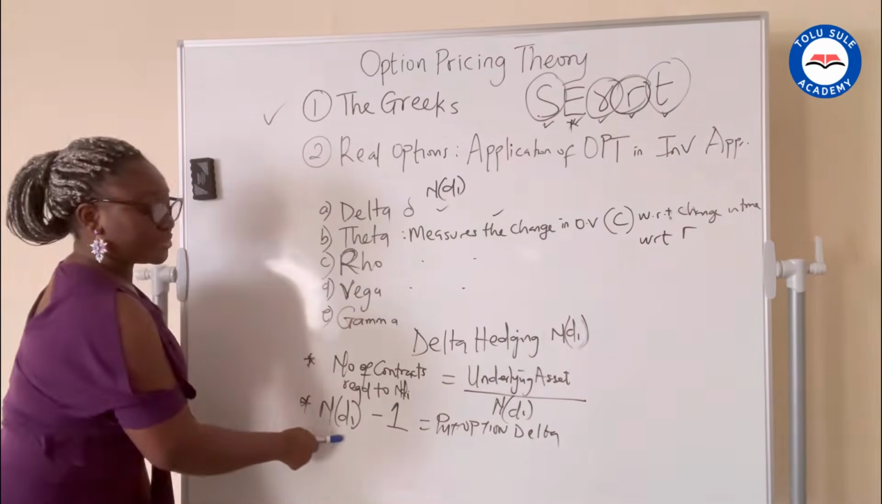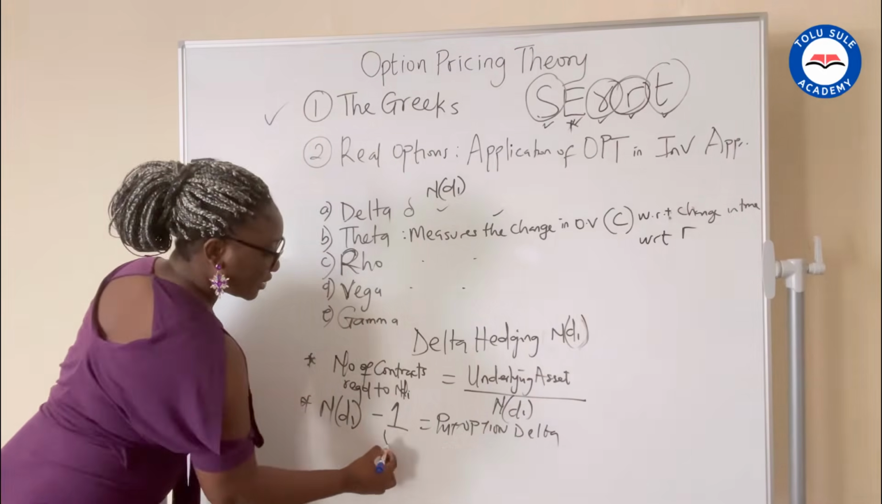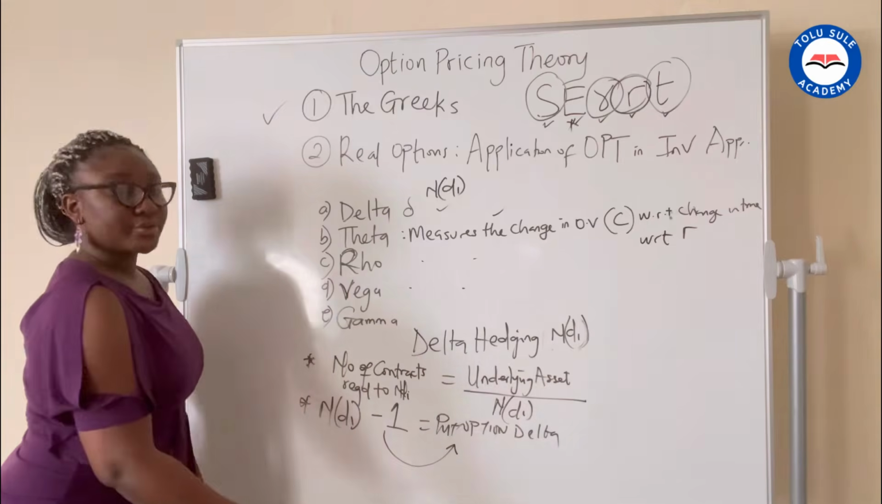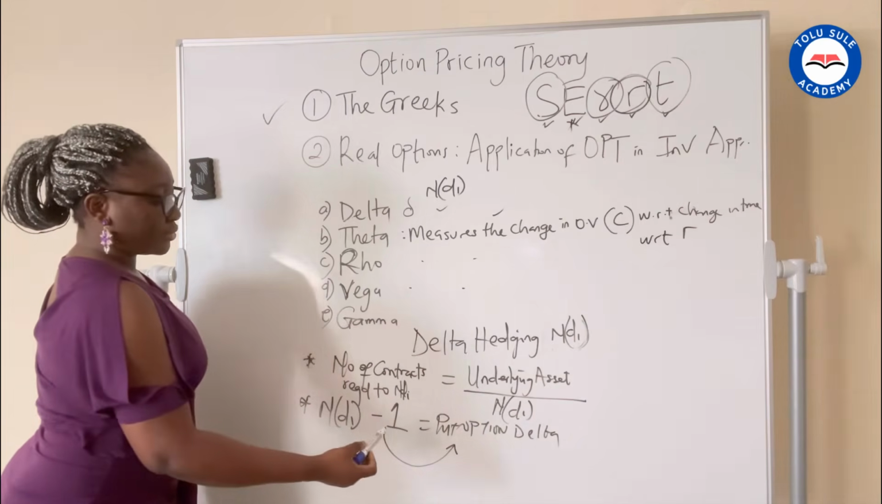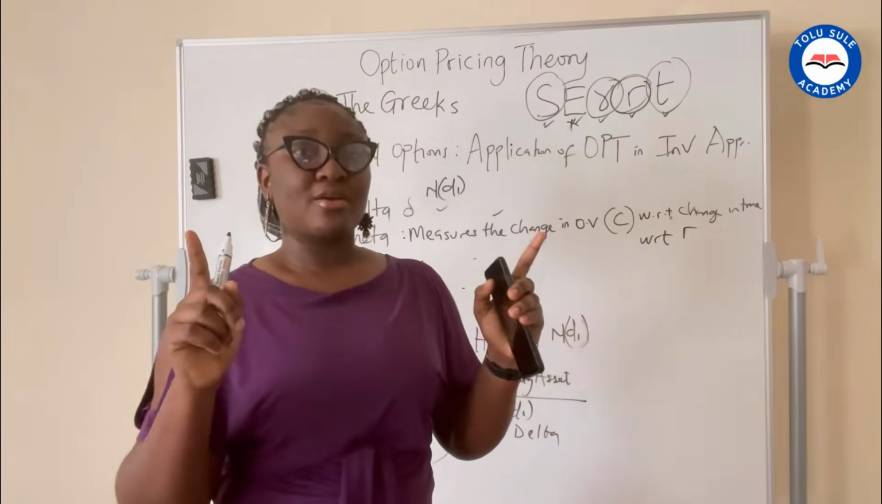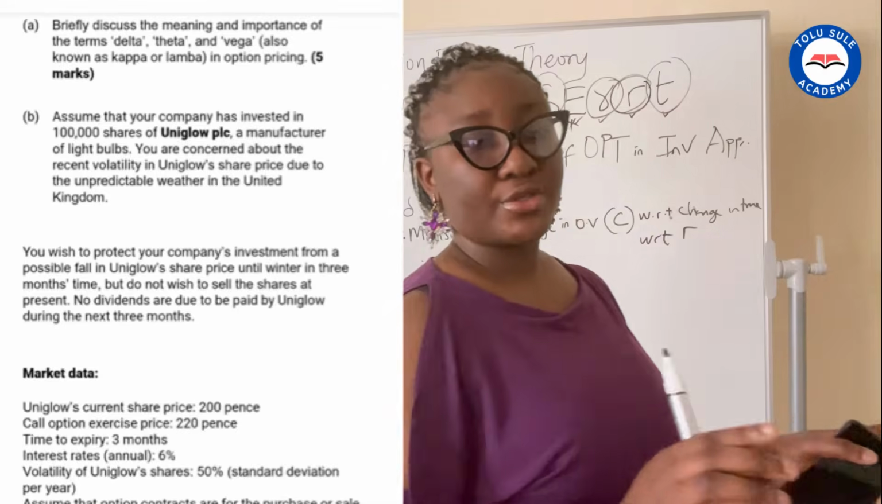Okay, so we're assuming this is a call option delta. Minus 1 will give you a put option delta. If you bring this minus 1 here, it's going to be ND1 plus put option delta will be equal to 1. Remember that we have two types of options, call option and put option. Let's solve one question to explain this concept.